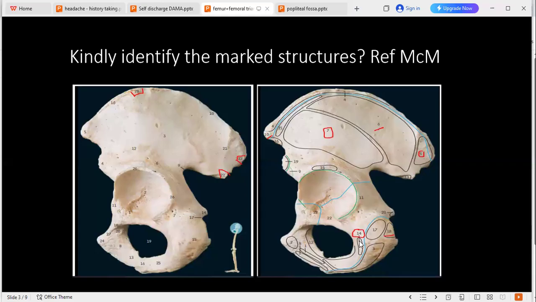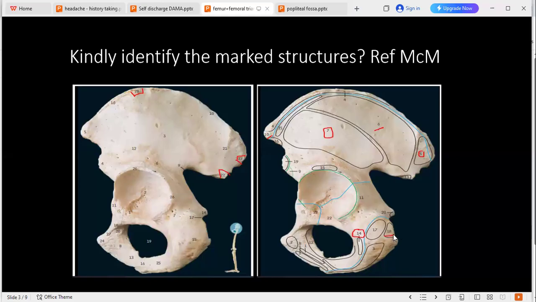Tell me the origin and insertion of this muscle, please. Rectus femoris muscle. If you can tell me the origin and insertion of quadratus femoris, would you be able to? It arises from the ischial tuberosity and inserts into the tibia. No. Okay, we'll come back to this later.